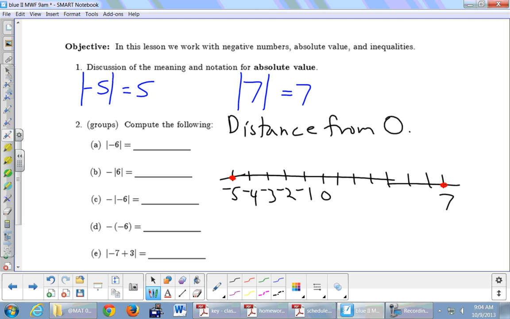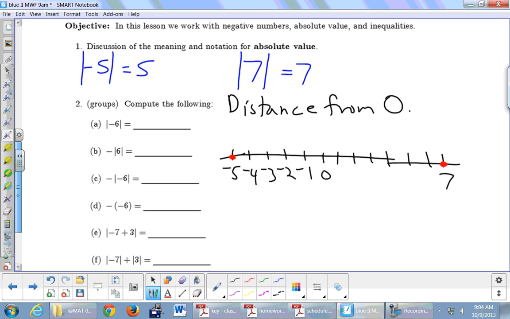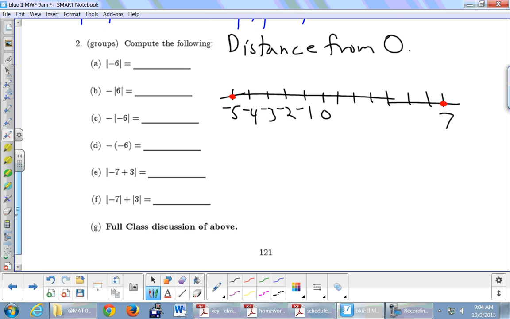What does that mean? What kind of a number is the answer to every absolute value problem? It's always positive because distance is always positive. You can be left of 0, you can be right of 0, but your distance is always a positive number. Super. Can you guys in your groups spend a minute working through parts A through F right here?